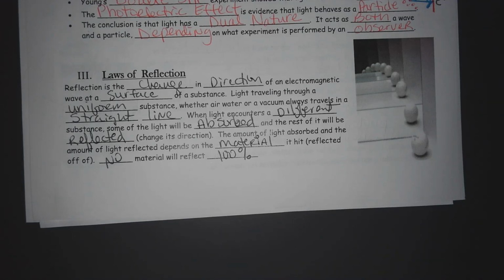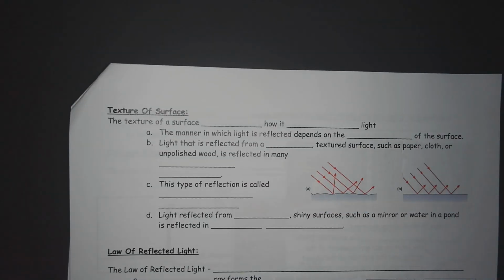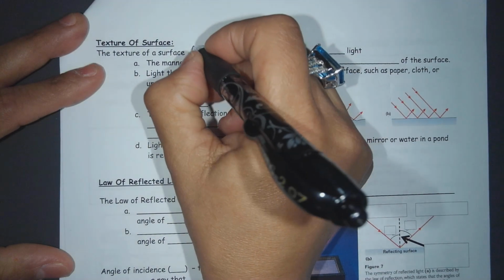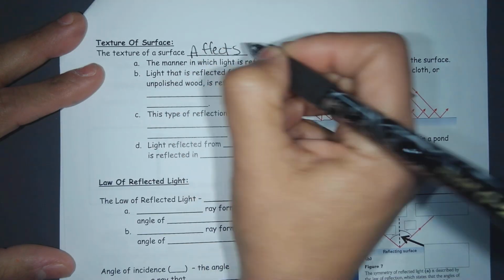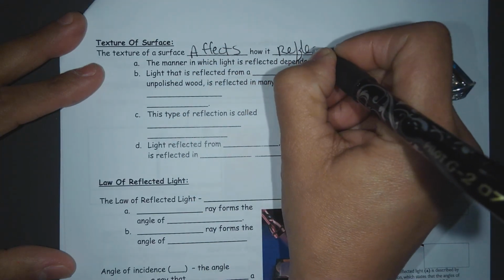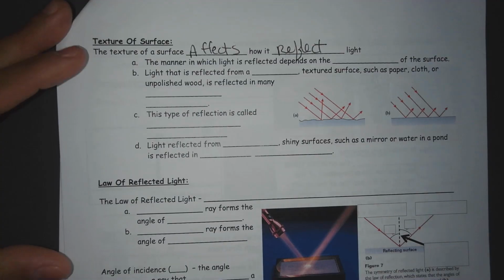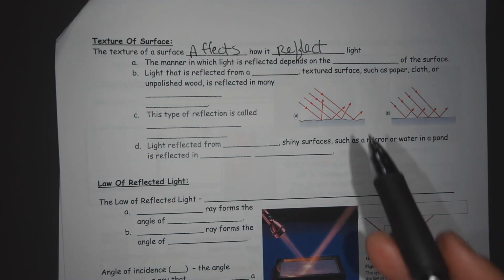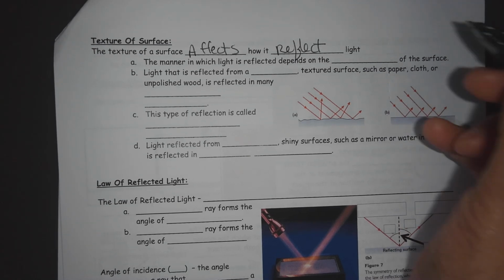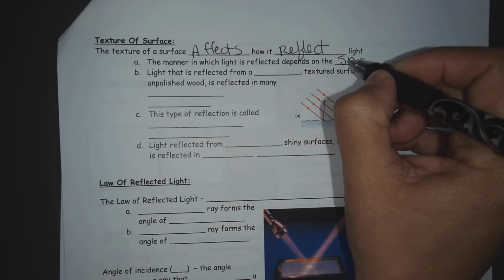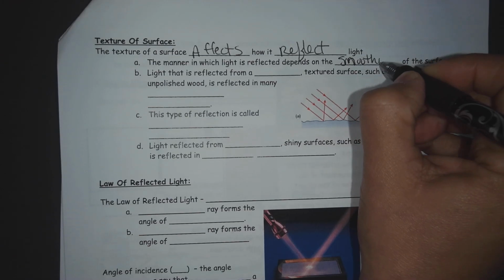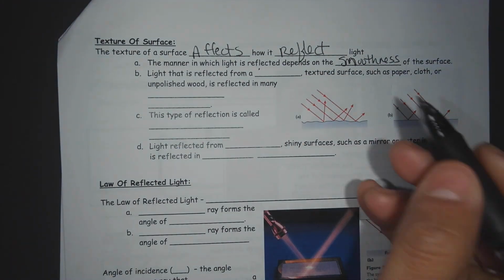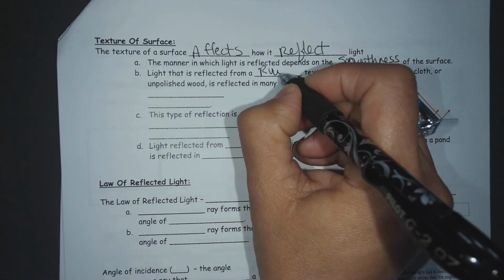The surface of the mirror is going to determine how that light is going to be reflected. One more time: the surface of the mirror is going to affect how it's going to reflect. Is it going to reflect the light nice and pretty? Then you're going to see a nice image. Or is it going to reflect it all messed up? The smoothness of that surface determines how it's going to reflect, or is it going to be a rough mirror?